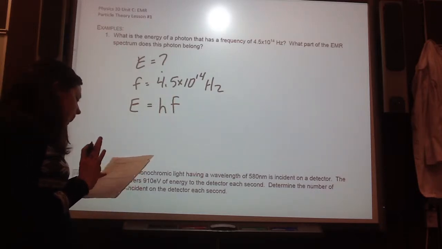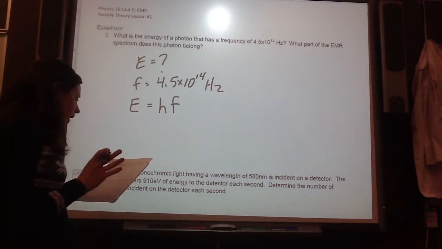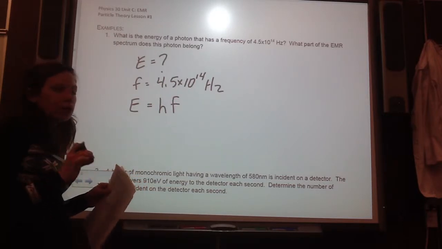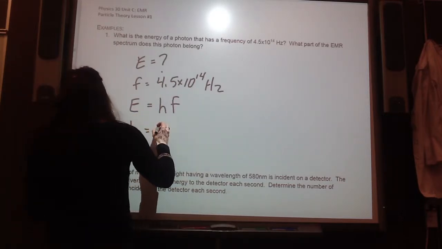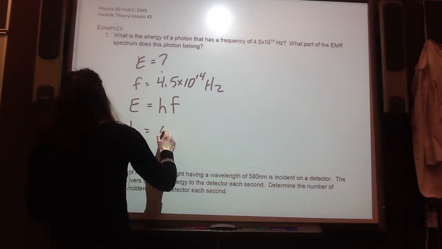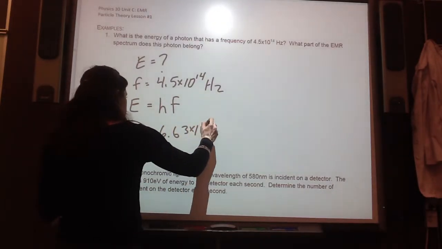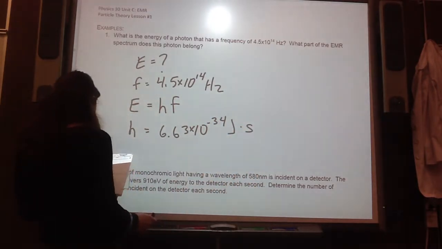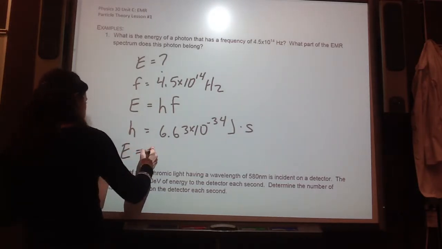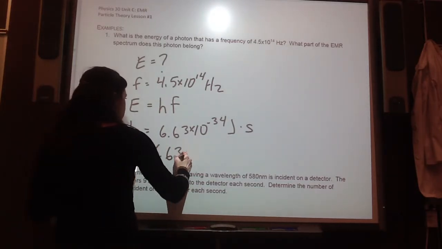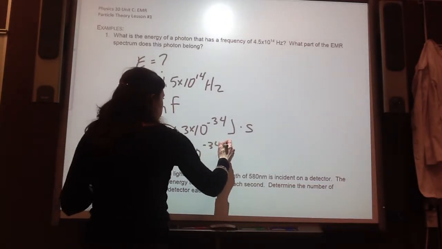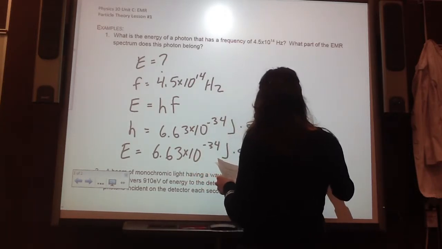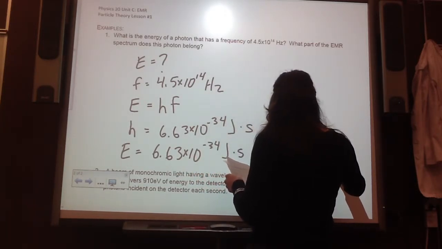The H I can choose can be either one. Either one you are allowed to choose. You just have to be mindful of your units. So say I use H is equal to 6.63 times 10 to the negative 34 joule times seconds. Okay, so that's my H. So now E is equal to 6.63 times 10 to the negative 34 joule times seconds times 4.5 times 10 to the positive 14 hertz.